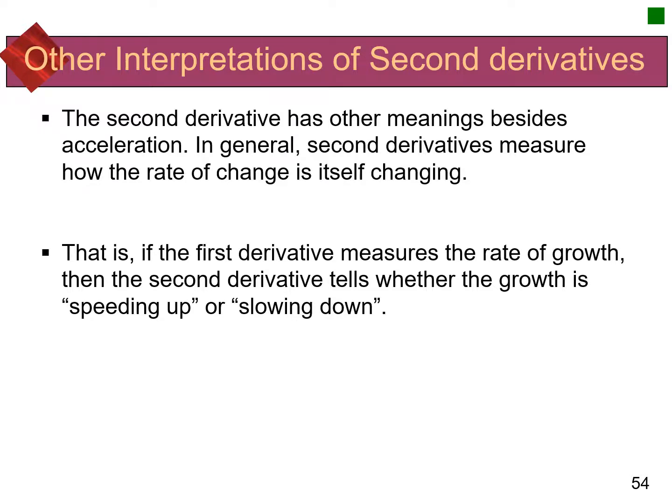The second derivative has other meanings besides acceleration. In general, second derivatives measure how the rate of change is itself changing. So the first derivative measures the rate of growth, then the second derivative tells us whether the growth is speeding up or slowing down. In the case I'm going to give you to look at here, we're dealing with, again, a cost function, or the value of a stock. I want you to be able to use first and second derivatives to interpret what's going on at a specific time. That's what you're going to be asked to do in the following problem.